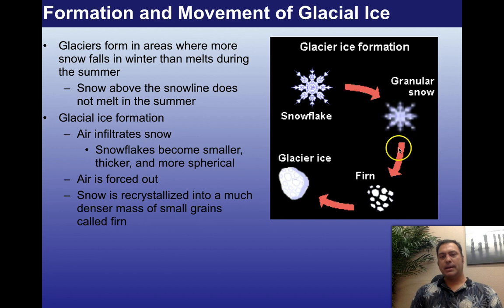And then you could actually pack it a little bit more, and it becomes something new, right? These open spaces here actually have air, or the ability for air to get in. That air is getting squeezed out, and you just wind up getting these little granules of ice called firn, okay? And the firn can then be compressed even further into glacier ice. And so this is the process that's being described right here. Snowflakes become smaller, thicker, and more spherical. Air is forced out, and snow is recrystallized into a much denser mass of small grains called firn. Okay, so that's what we're talking about.